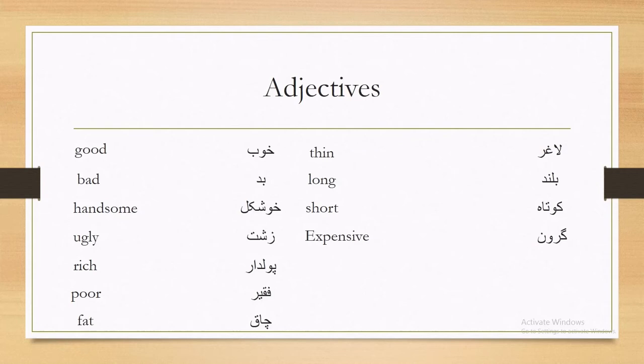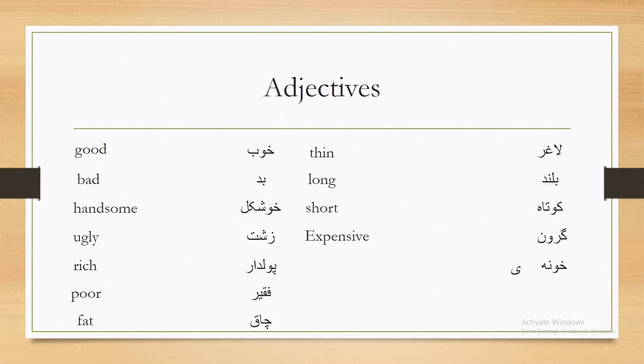Okay, let's see. For example, when we want to say expensive house. House, as I said before, means خونه. As you see, we have he at the end of this noun. So we should use ye between the noun and the adjective. So we add ye: خونه ye.